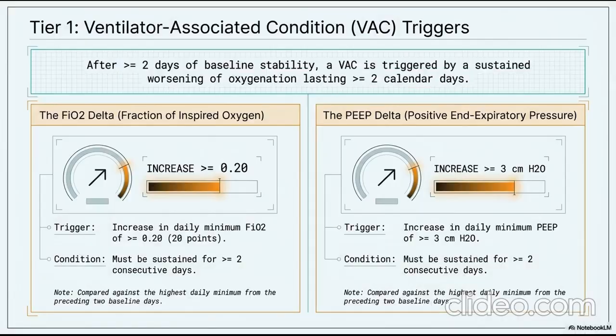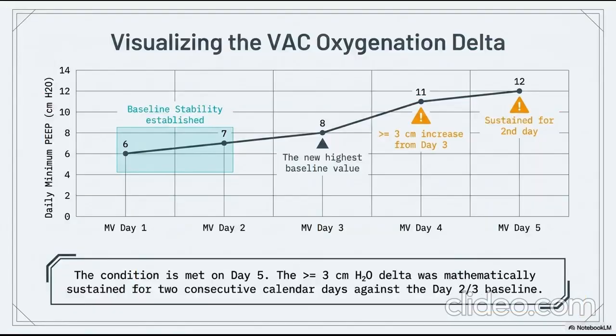The prerequisite, establishing baseline stability. You cannot identify a worsening without first defining stable. A patient is only eligible for VAE surveillance after 2 calendar days of mechanical ventilation. Stability is defined as 2 consecutive days of stable or decreasing daily minimum FiO2 or PEEP. For our calculations, the daily minimum is the lowest value maintained for at least 1 hour. Note the PEEP rule. Any value between 0 and 5 centimeters H2O is mathematically treated as 5 for surveillance purposes.